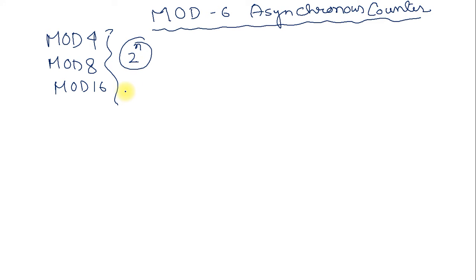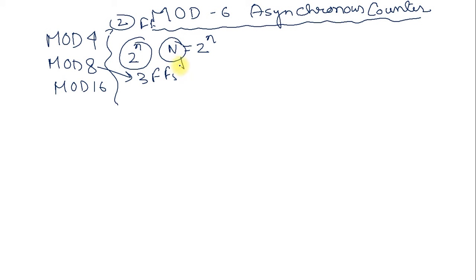So the number of flip-flops responsible for this is n, for this 2 to the power n. If it is a mod 4 counter, 2 flip-flops are required. For mod 8, 3 flip-flops are required, and this mod 2 to the power n can be counted as capital N. Maximum count is 2 to the power n minus 1. So 2 to the power n should be the number of states.